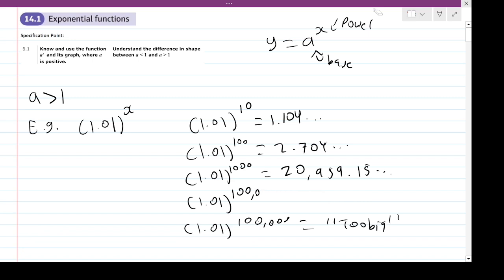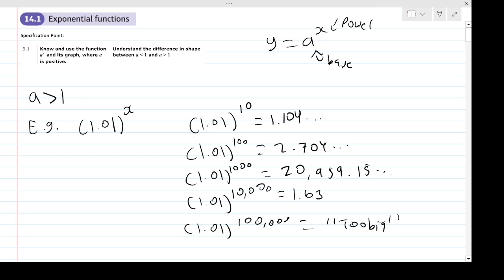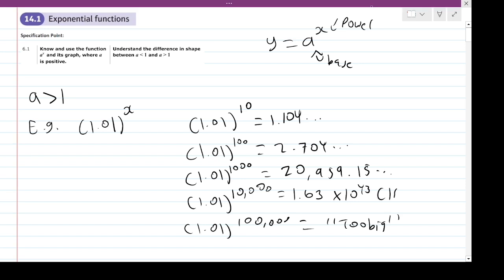If I did the power of 10,000 instead, not 100,000 but 10,000, we get 1.63 times 10 to the 43. So there's basically 43 zeros here. So this is almost like 163,000 blah blah blah, and then there's 43 zeros. It's in standard form. So it's a huge number, right? Absolutely extraordinarily big number, and then it's too big if we keep raising the power.